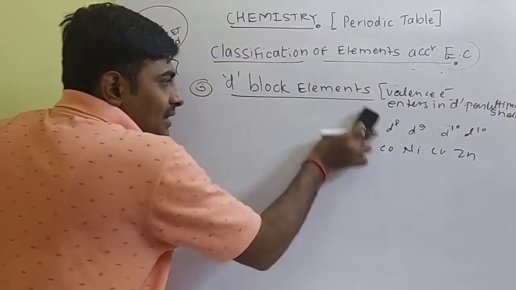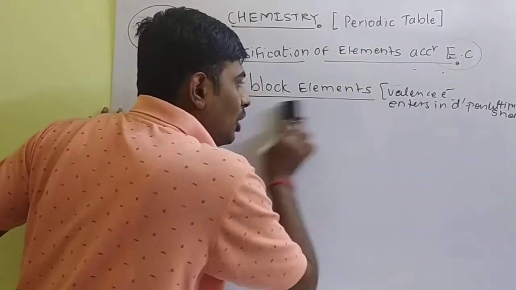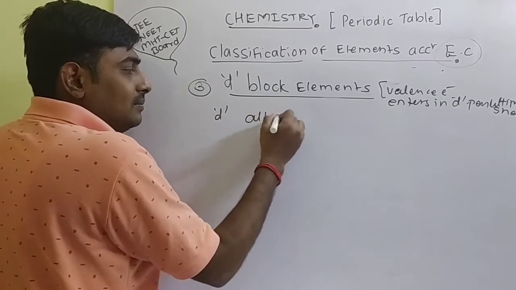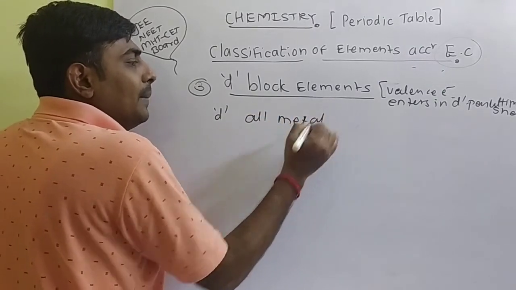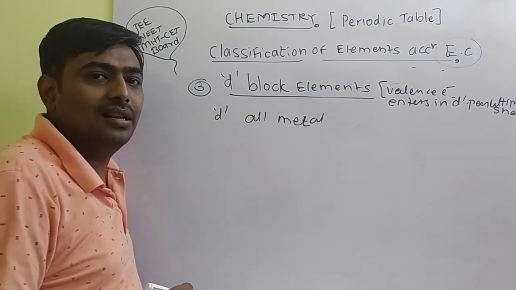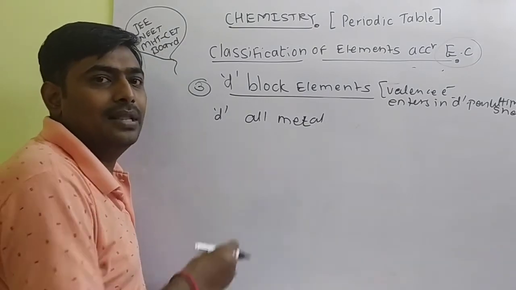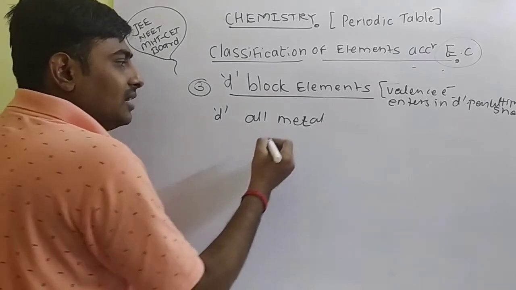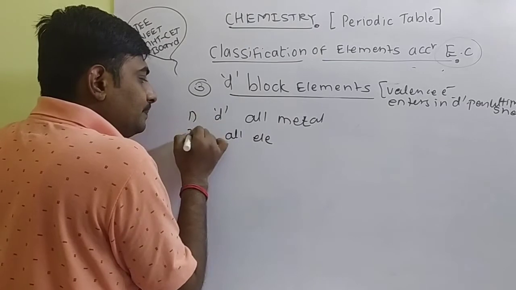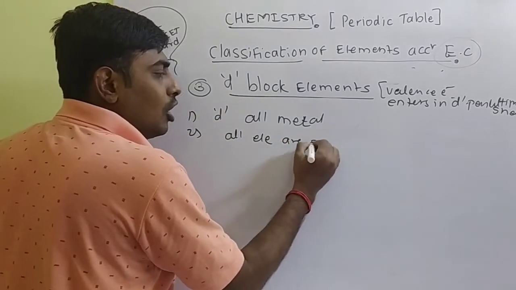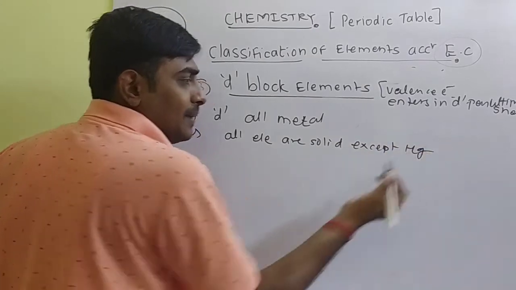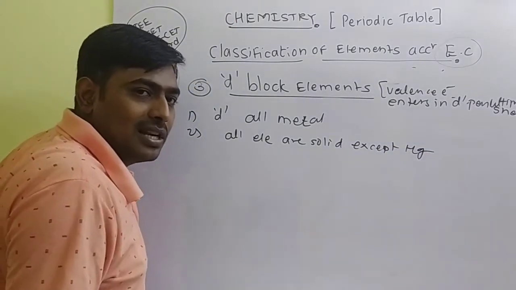D block elements and their properties. So what are the properties of D block elements? Generally, D block elements are all metals. First of all, they are all metals. Some are transition metals, some are inner transition elements, because inner transition elements with their atomic numbers are in between the transition elements. So generally they are all metals. All elements are solids except mercury. Mercury is present in the liquid state while all other elements are in the solid state.